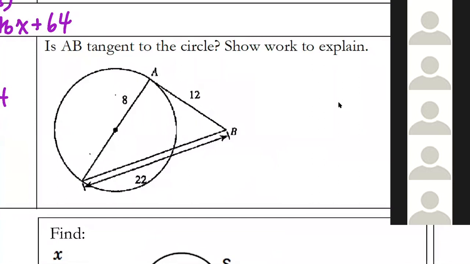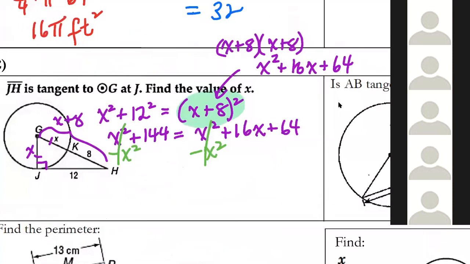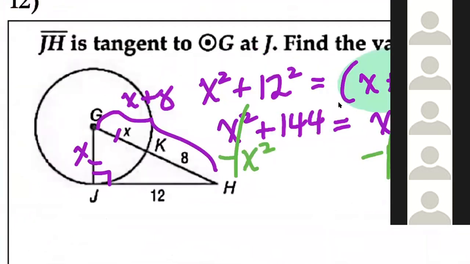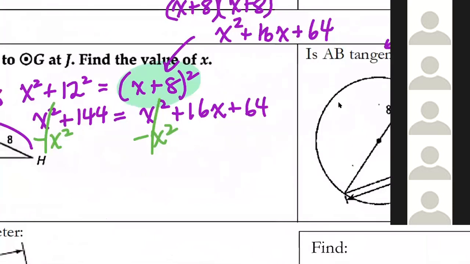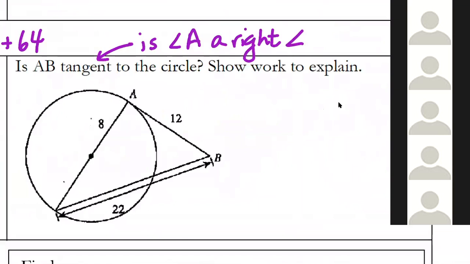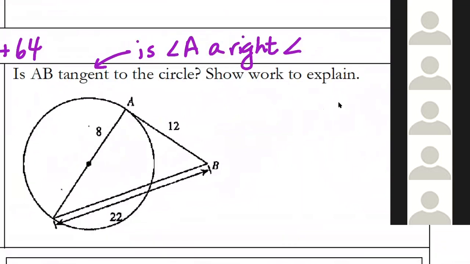Okay, tangent is asking you, is that a right angle? That was an if and only if theorem. So if a line's tangent to a circle, it creates a right angle at the point of tangency. And if you know that that's a right angle, then it's a tangent. So we're asking, is that angle right there a right angle, or is that a right triangle?